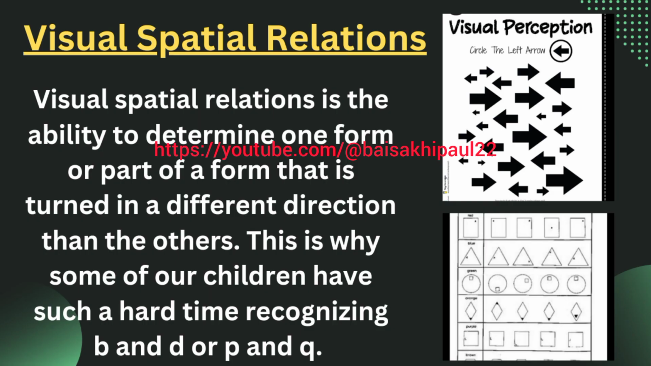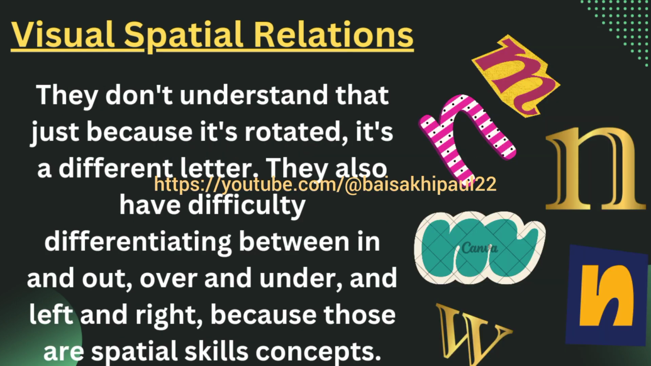Visual spatial relations is the ability to determine one form or part of a form that is turned in a different direction than the others. This is why some of our children have such a hard time recognizing B and D or P and Q. They don't understand that it's just rotated, or that it's a different letter. They also have difficulty differentiating between in and out, over and under, left and right, because those are spatial skills concepts.